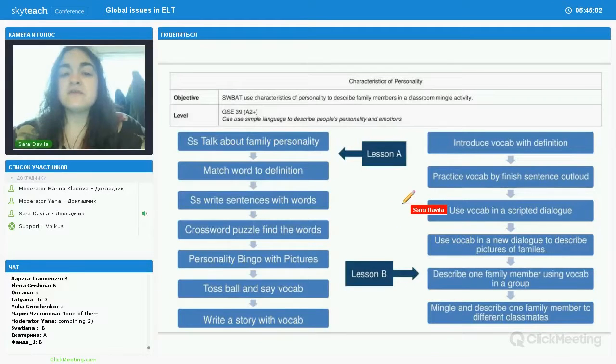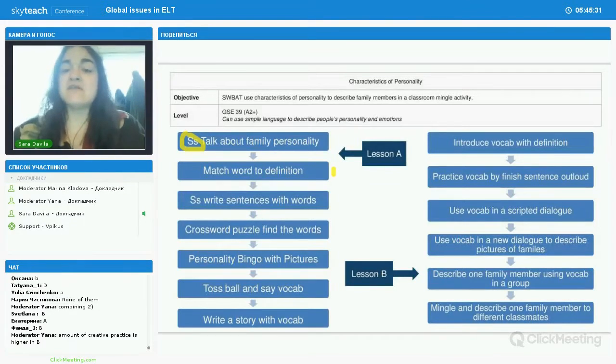One of the biggest differences between lesson A and lesson B is that in lesson A, my students start off talking about family personality, but I haven't introduced the vocabulary words for my students to work with. That comes as my second step, whereas in lesson B, I start off with an introduction of the vocabulary and the different definitions. So here, my students are going to be supported towards success because they're already learning the words that they need to use. And before they do any other activity inside of the classroom, I want to be sure they understand the vocabulary I need them to use in the lesson.